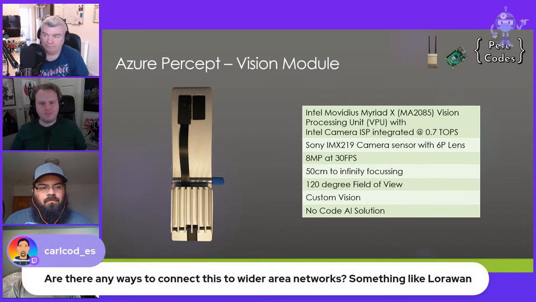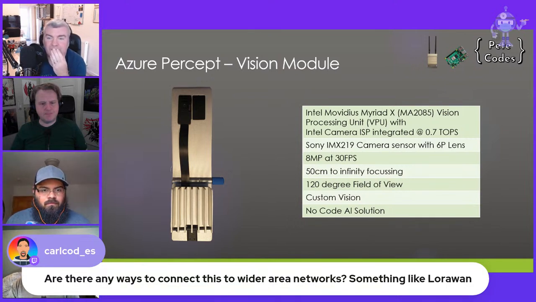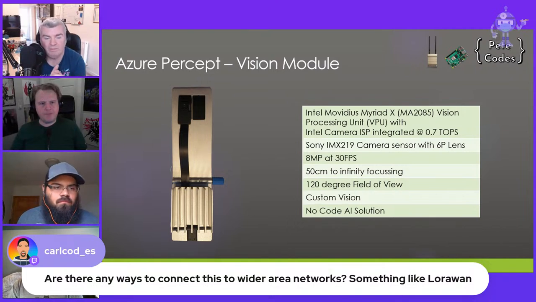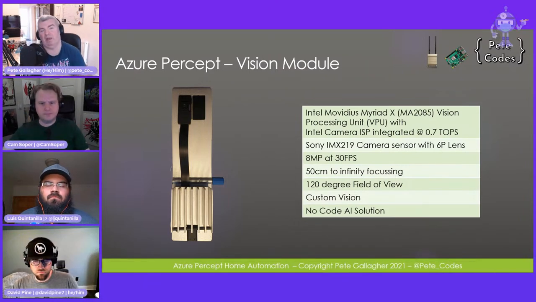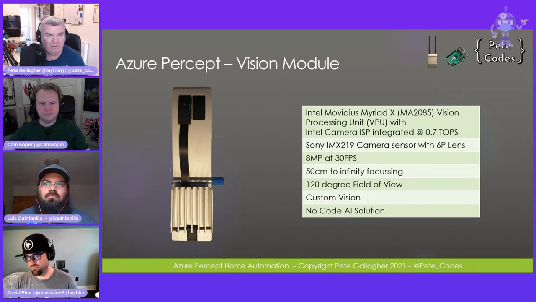That actually brings up a question. CarCodES from Twitch is asking, are there any ways to connect this to a wider area network, something like LoRaWAN? Really what you want then is a LoRaWAN gateway of some sort to be able to communicate out, and then a LoRaWAN transmitter and receiver module connected to that. You're outside of the scope of what we're doing, but it's got all of the necessary bits and bobs on there. If I go back, I don't know if I've mentioned that it's got GPIO as well.